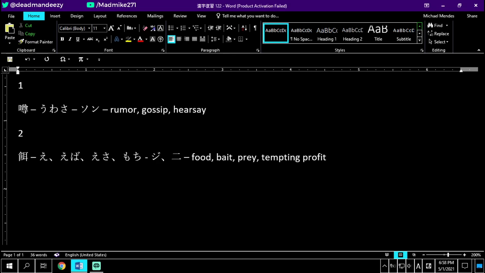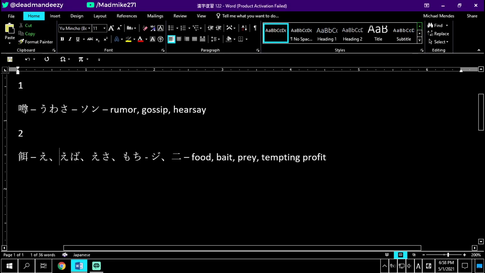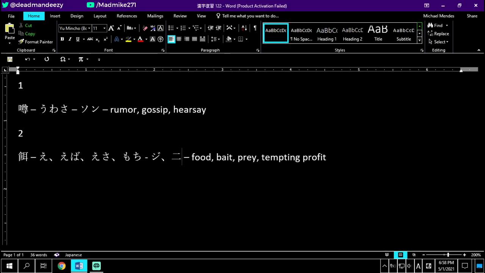The left side of this kanji is the same one as the left side of ame, which is a sweet candy. And the right side is an ear. I guess if you're giving food to a dog, he's going to hear the sound of the food with his ear. That's the best I got for this one. Most of this is gonna be rote memorization. Eba, ji, ni, esa. Food or bait.